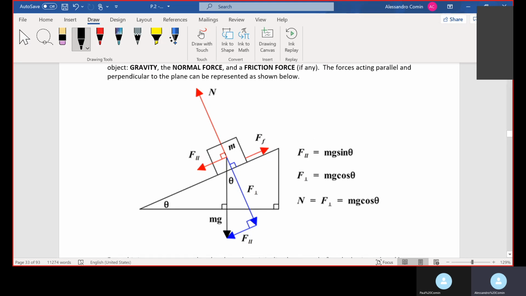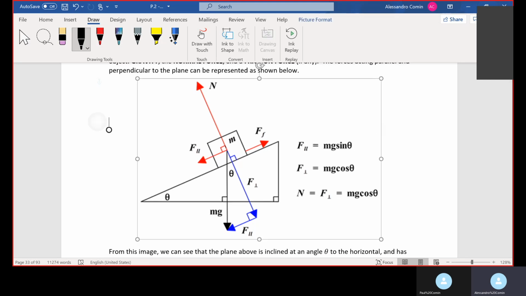So for a box that's sliding down a slope, this is just a model diagram. We know that gravity acts straight down, and we can resolve this into mg cos theta and mg sine theta. And well, very interesting, the normal. Why isn't the normal force straight up? Why is the normal force off at an angle?